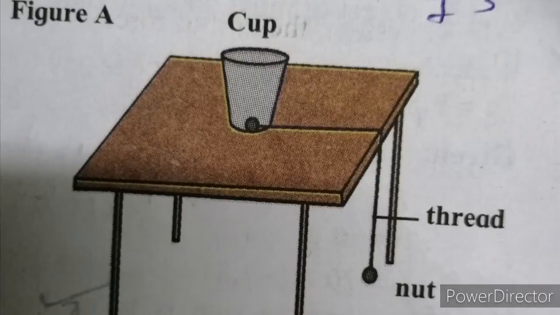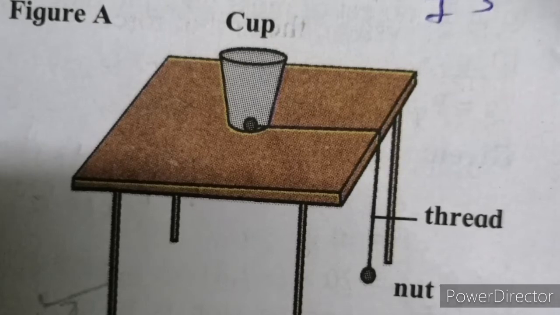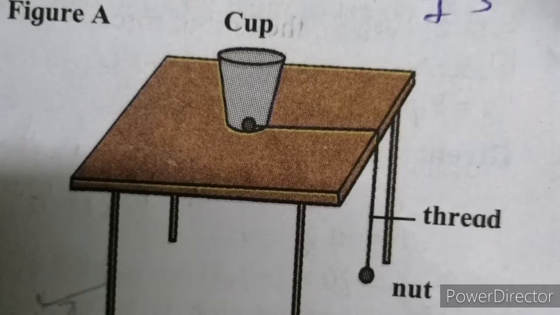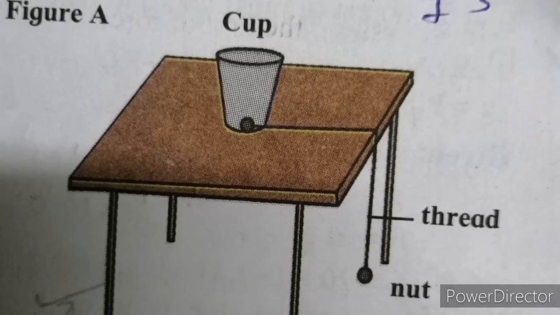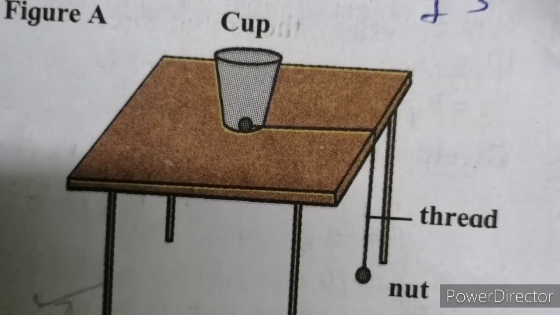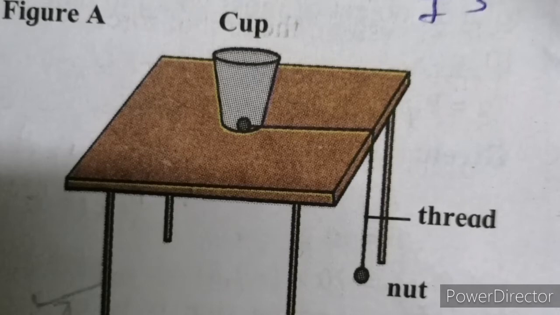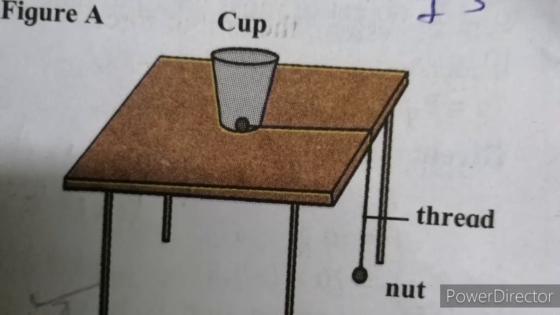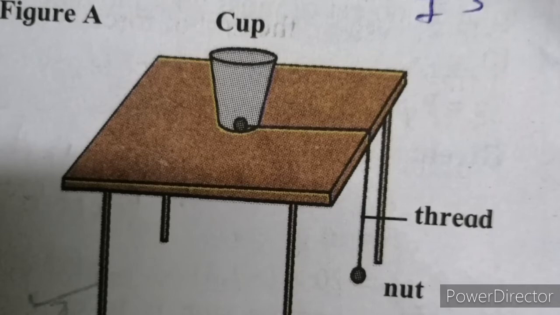Next is try this. Take a plastic cup and make a hole in the center of its bottom. Take a long thread, double it and pass it through the hole. Tie a thick enough knot at the end so that the knot will not pass through the hole, taking care that the two loose ends are below the bottom of the cup. Tie a nut each to the two ends as shown in figure A.